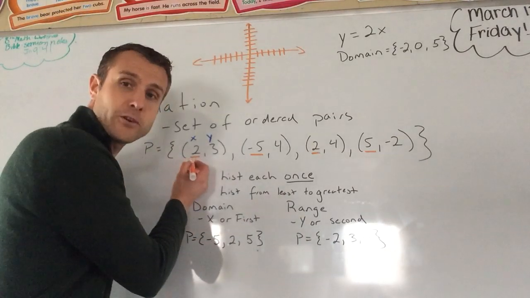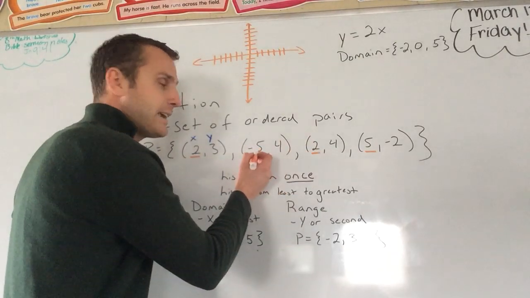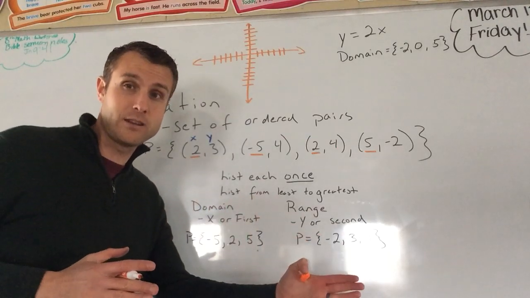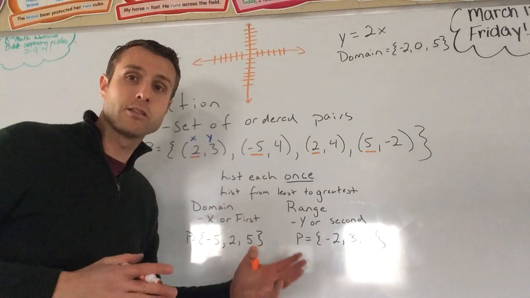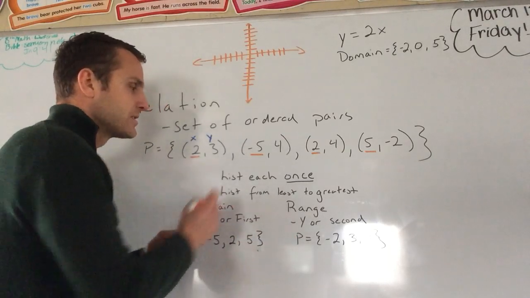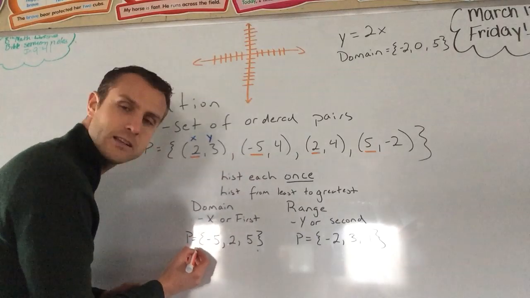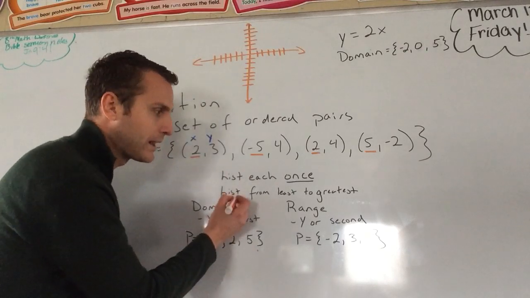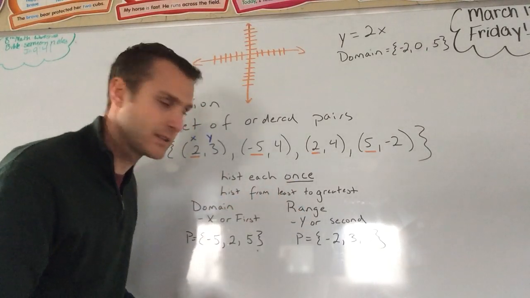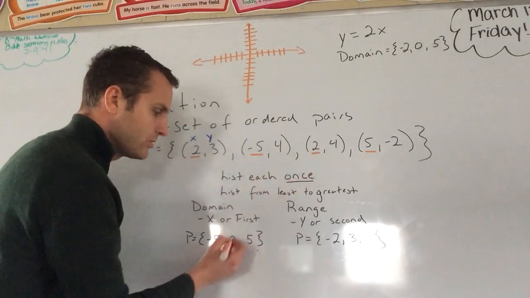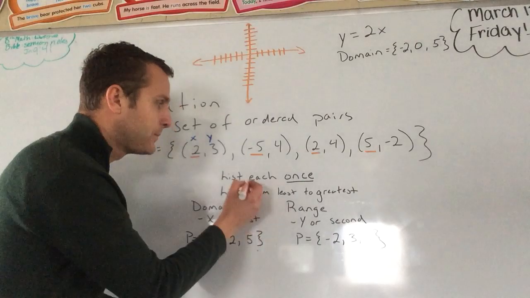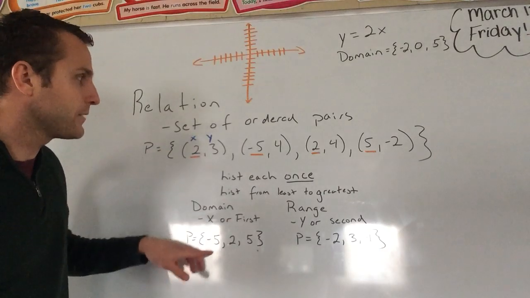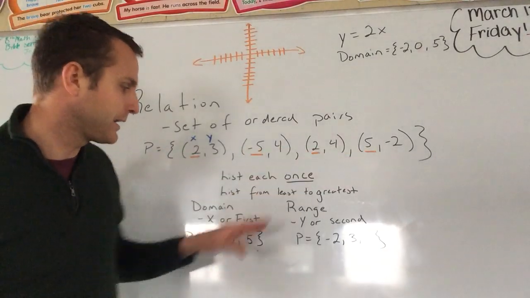So even though 2 comes first here, -5 is smaller than 2. Remember, negative numbers are farther to the left on the number line, so they have a smaller value than positive numbers. So -5 is smaller. So notice when I listed my domain, even though 2 came first, I put -5 first because I want to list from least to greatest. Again, notice even though there are two 2's, I only wrote 2 once, because I want to list each once. So my domain for relation P is -5, 2, and 5.